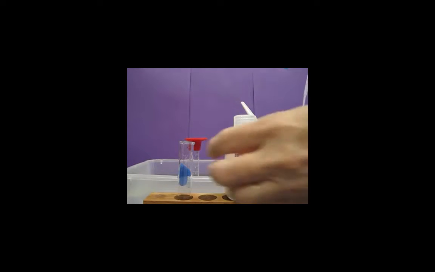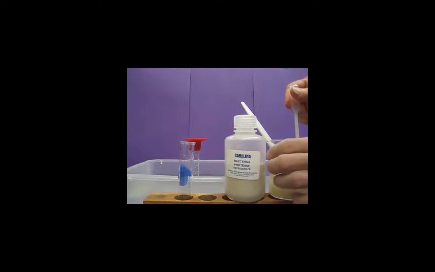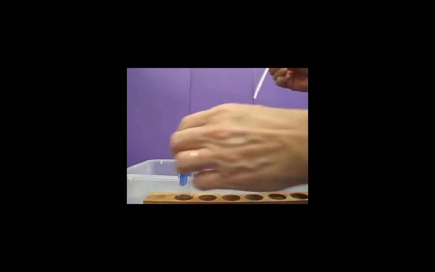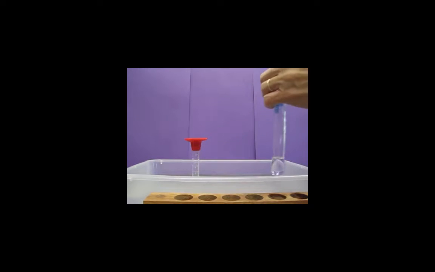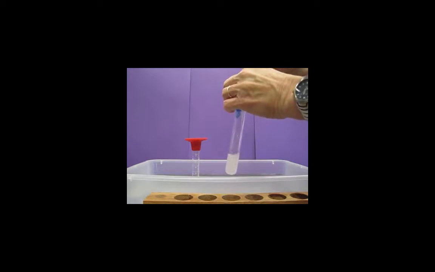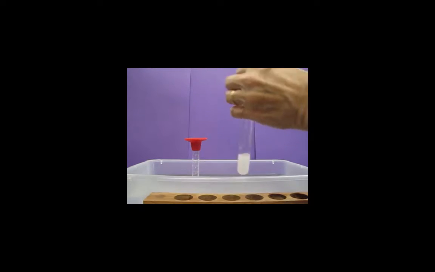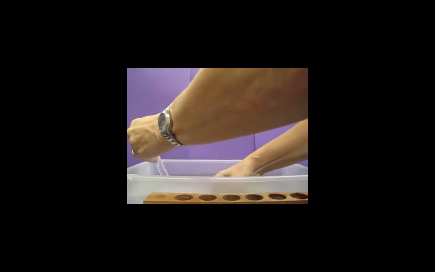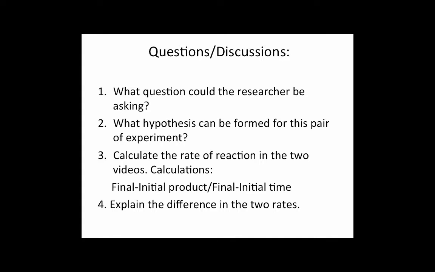The second video is the experimental condition. Protease has been added to the yeast solution and allowed to sit for 30 minutes. After this, the yeast solution containing catalase is added to the hydrogen peroxide as in the control. As students watch the two videos, you may want to have them with the questions in front of them so that they can consider their answers.